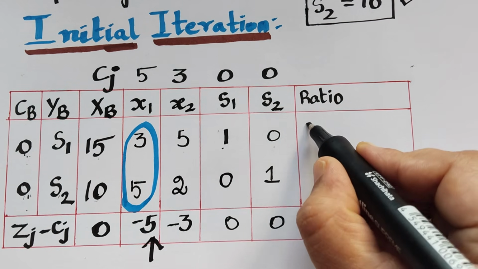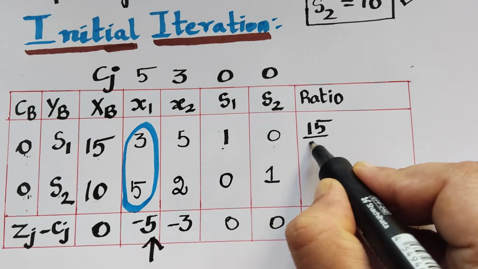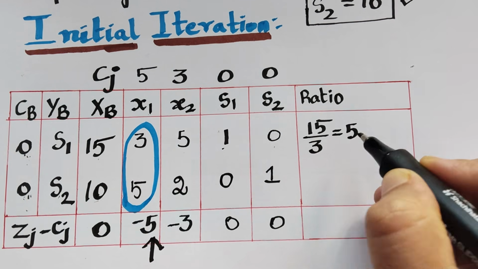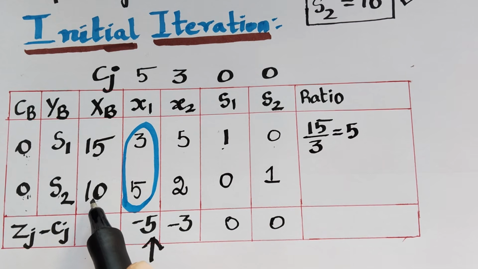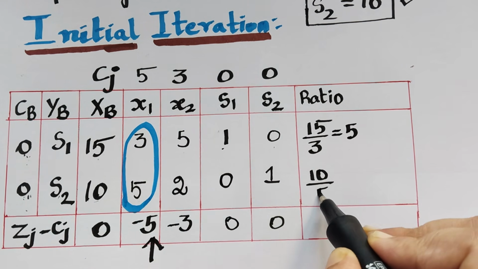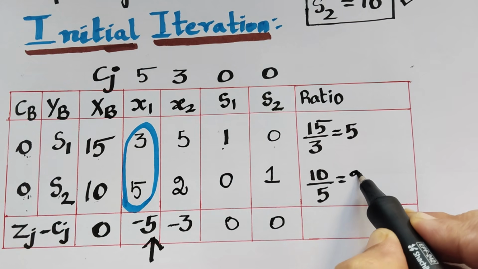So we have to write that over here. 15 divided by 3, and we know that it is equal to 5. Then the second ratio will be 10 divided by 5. So 10 divided by 5, and that will be 2.